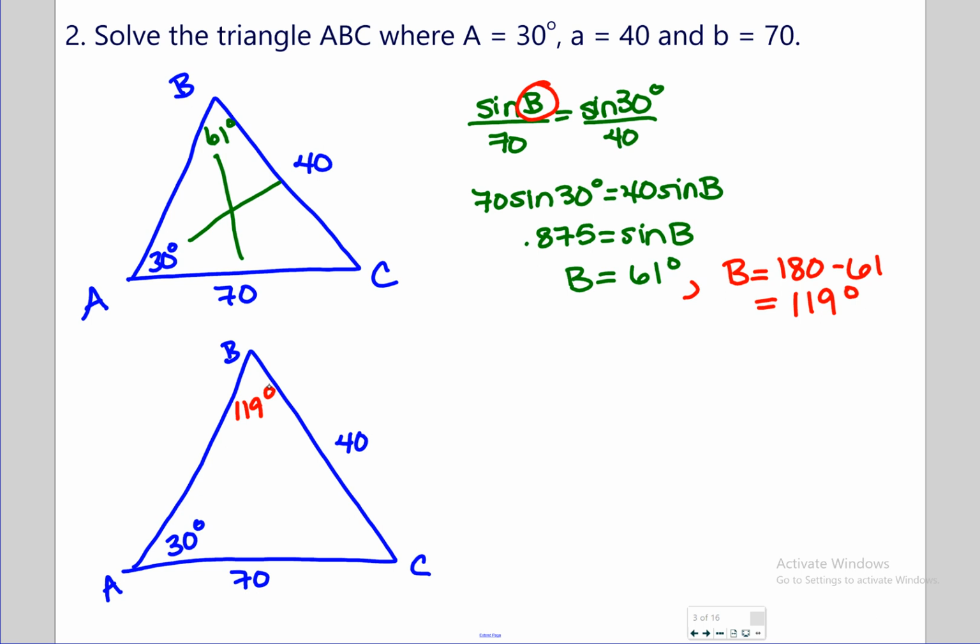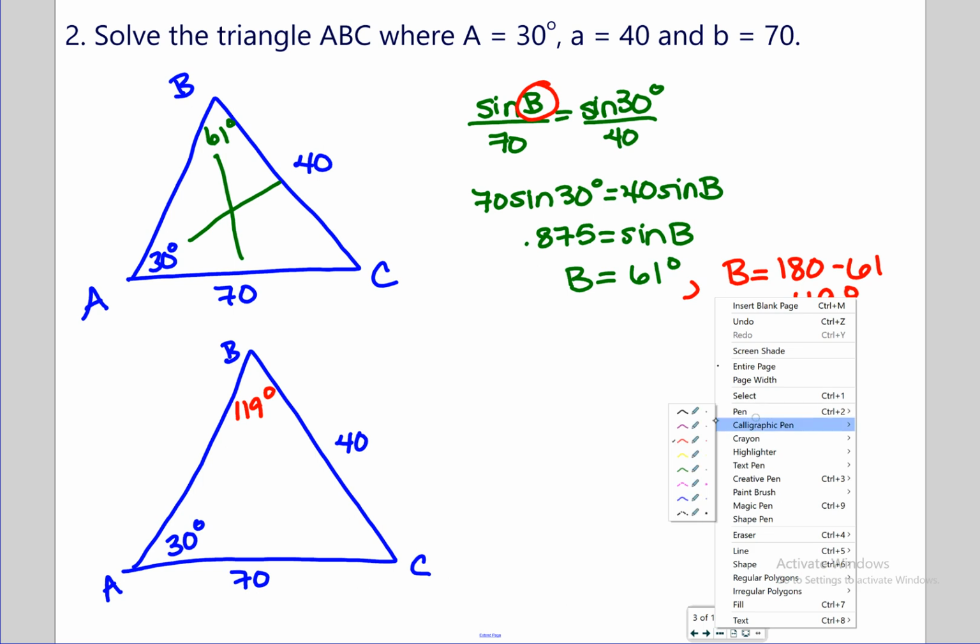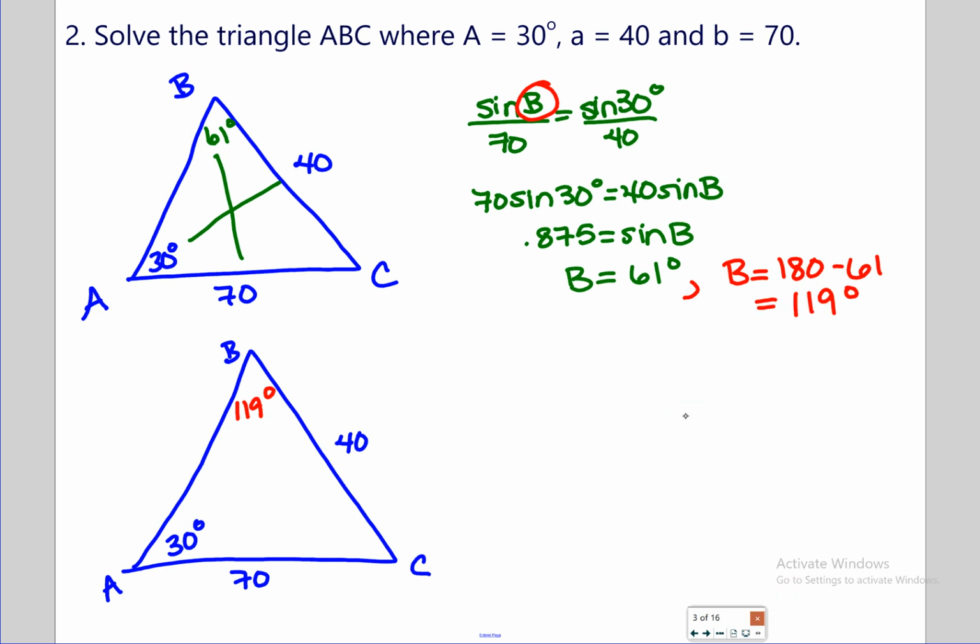In both triangles, what's the next easiest thing to solve for? Angle C. So you can just do 180 minus the two that you have. So for the top triangle, 180 minus 61 minus 30 gives me 89. For the bottom triangle, 180 minus 30 minus 119 gives me 31. And then the last thing we need to find in both triangles is side C.